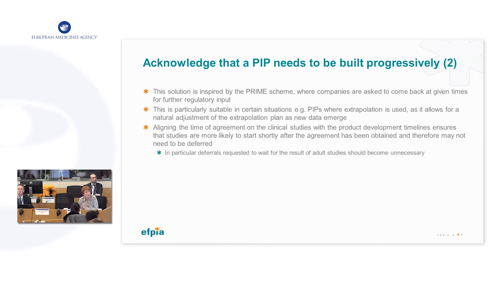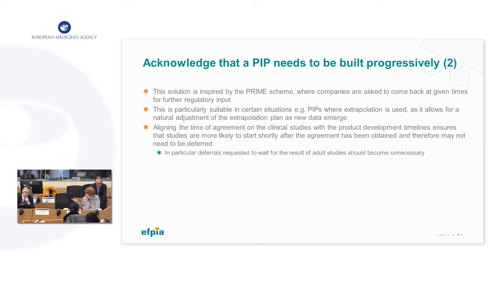The inspiration for that is PRIME, because that PRIME system is exactly that. We have a commitment as industry to come back for the next scientific advice, with the next data, and get regulatory input again. This is also very suitable for extrapolation, because at the moment, if we do a PIP with extrapolation, we commit at phase 1 to an extrapolation plan. But by definition, an extrapolation plan is dynamic. It's going to be adapted depending on what the data show.